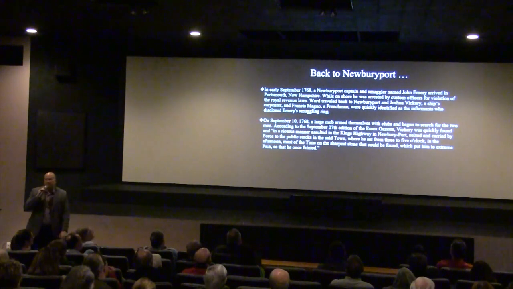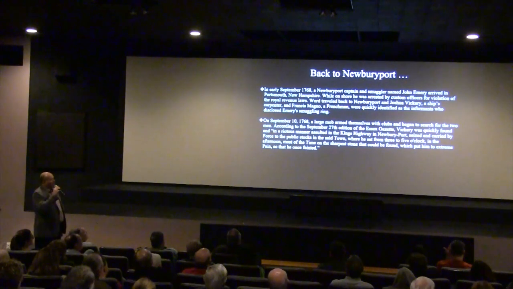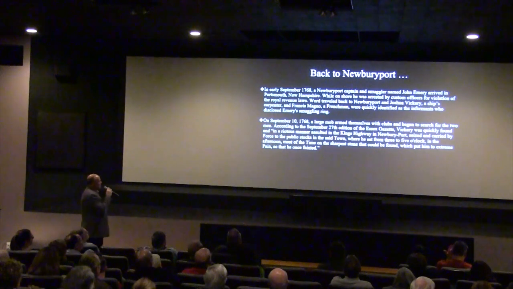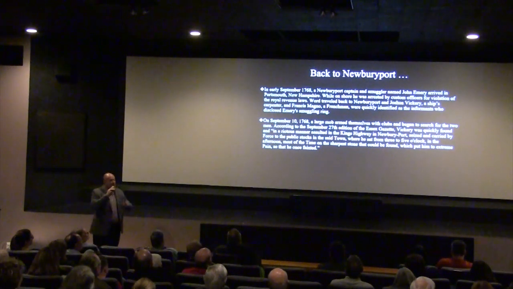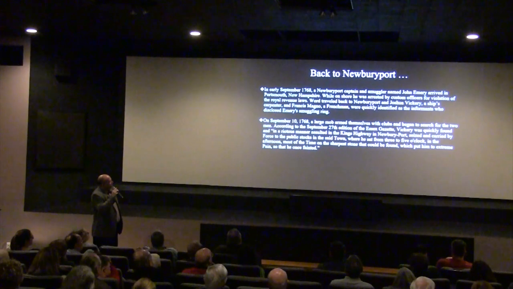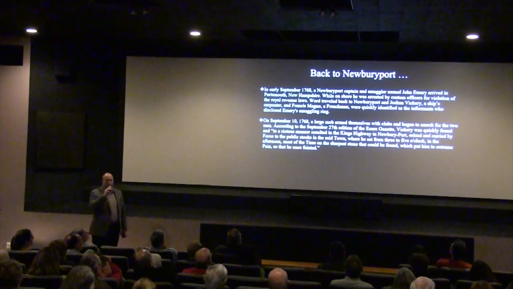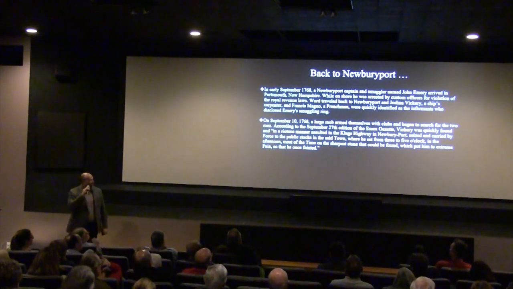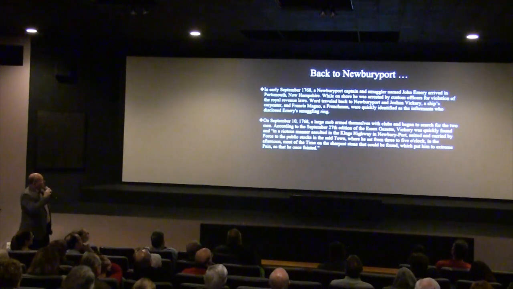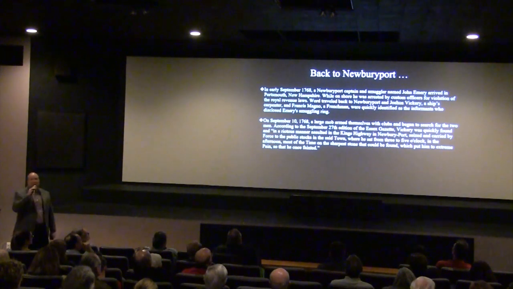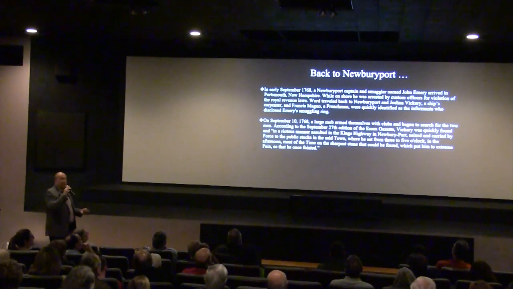However, on September 10th, 1768, a large mob armed themselves with clubs, weapon of choice, and began to search for the two men. According to a September 27th edition of the Essex Gazette, Vickery was quickly found, in the most riotous manner assaulted in the King's Highway in Newburyport, seized and carried by force to the public stocks in said town, where he sat from 3 to 5 o'clock in the afternoon, most of the time on the sharpest stone that could be found, which put him in extreme pain, so much that he actually fainted.